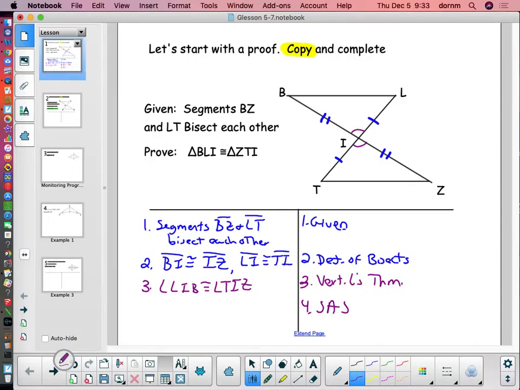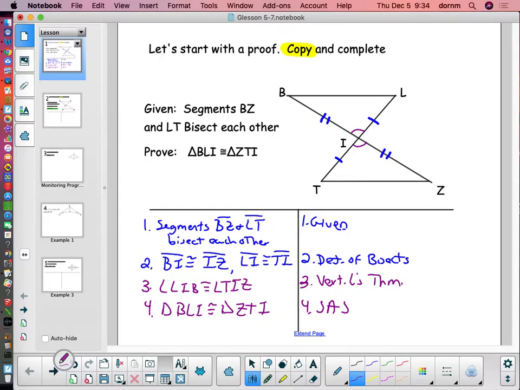So I got that, and now I can go ahead and say triangle BLI. I can just copy down what's up here. Is congruent to triangle ZTI. And we have our triangle congruence proof. Now, this is where we're starting to see that transfer of what we did yesterday of planning the proof into actually writing the proof. So things are starting to come together now in our proof writing.